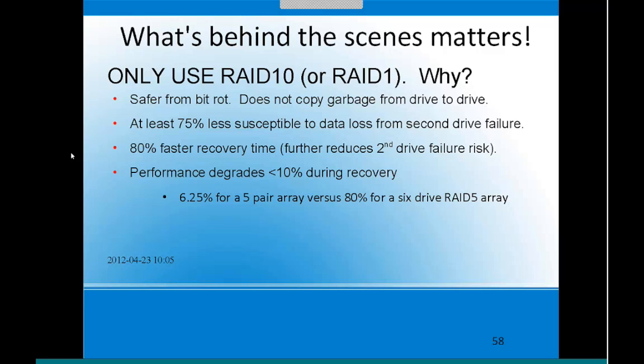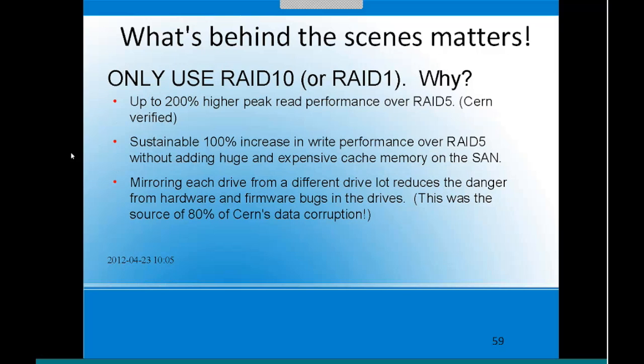The more drives you have in your RAID 10 array, the less total performance degrades, because read performance is only degraded when you're reading from the one pair that is recovering. All the other pairs are running at 100%, full speed. Versus RAID 5, where every drive is involved in recovering the missing drive, and so your performance is about 80% slower.